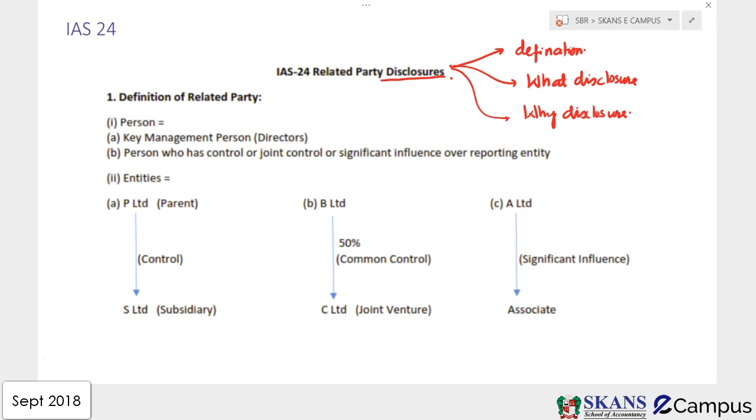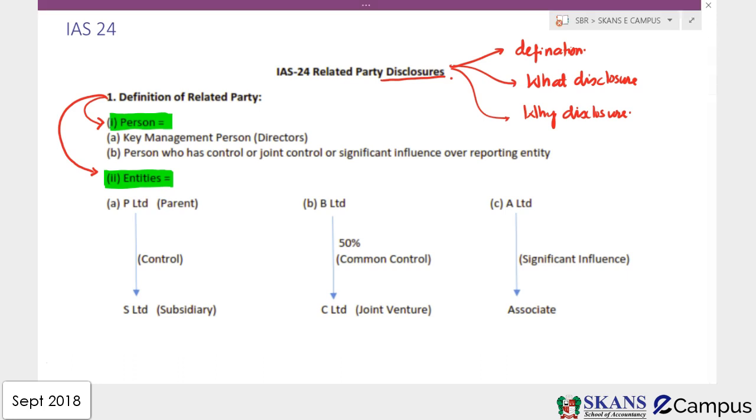Okay, so let's start from the definition of related party. Guys, in the definition of related party, there are two areas. The first area is in which we will discuss which persons or which individual is a related party. We will be talking about the individual, guys. And in the second part of the definition, we will be talking about the entities. So remember, in first part of definition, we are going to learn which persons are related party. And in the second part of definition, we are going to learn which entities are related party, guys. Okay. So it's a simple part.